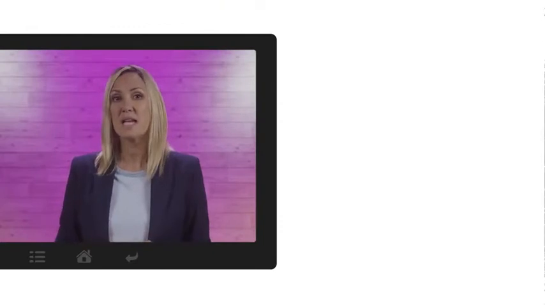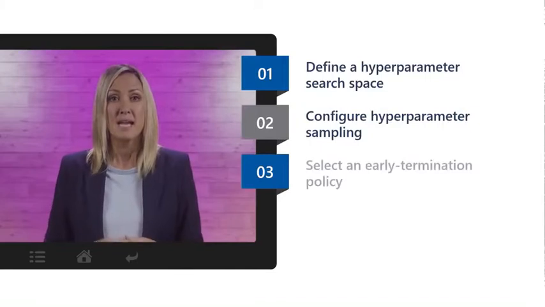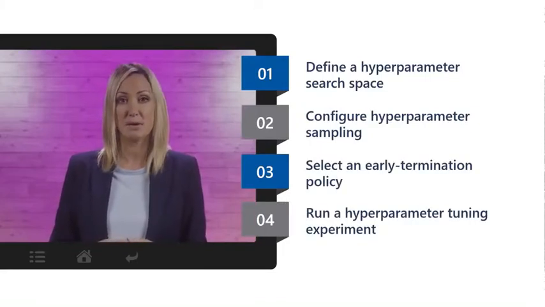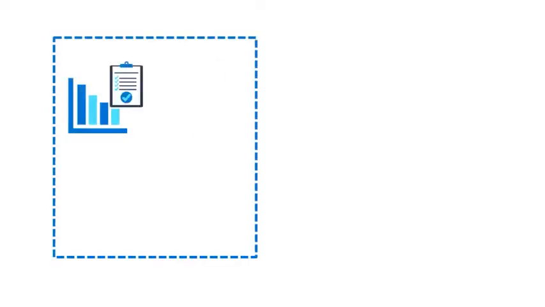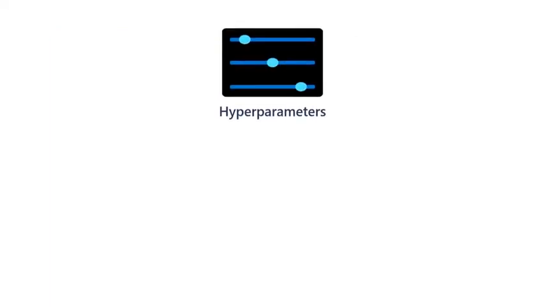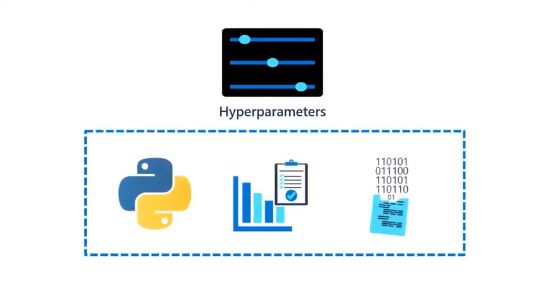In this lesson, you will learn how to tune hyperparameters with Azure Machine Learning, or more specifically, define a hyperparameter search space, configure hyperparameter sampling, select an early termination policy, and run a hyperparameter tuning experiment. The set of hyperparameter values tried during hyperparameter tuning is known as the search space. The definition of the range of possible values that can be chosen depends on the type of hyperparameter. Some hyperparameters require discrete values. In other words, you must select the value from a particular set of possibilities.